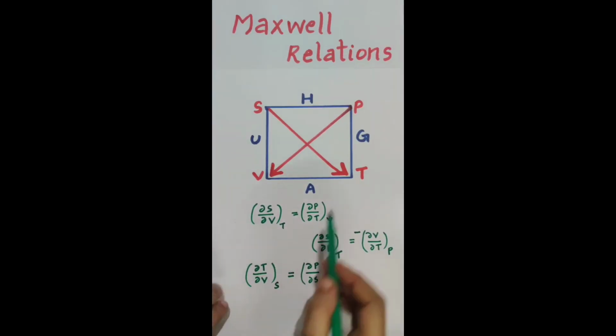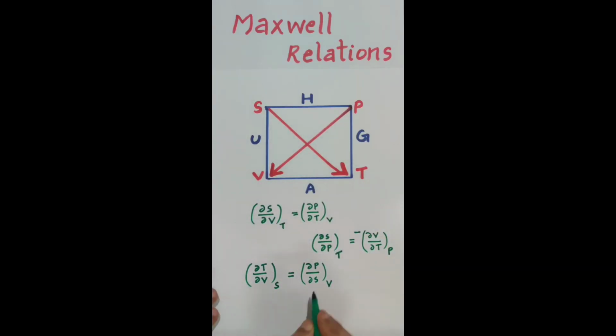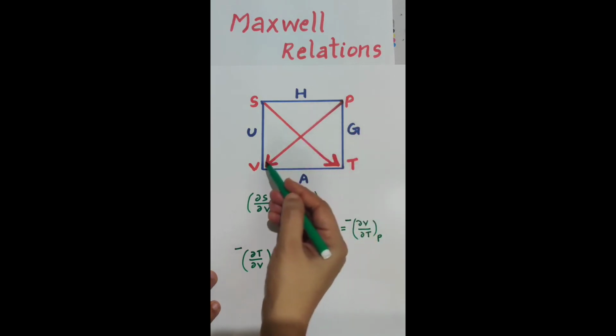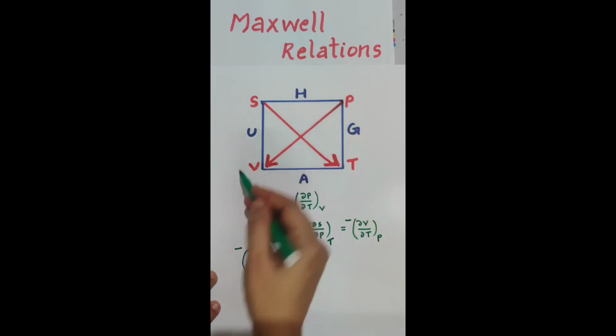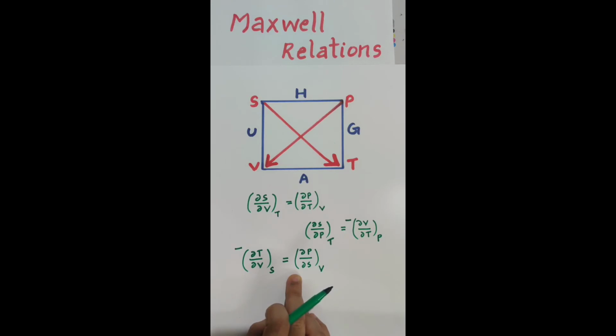Now here the arrow is towards the temperature, hence we can indicate this as a negative quantity, and the arrow is towards the V, hence we can express this as a positive quantity. Here is the third Maxwell relation.